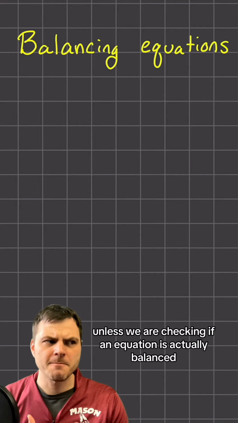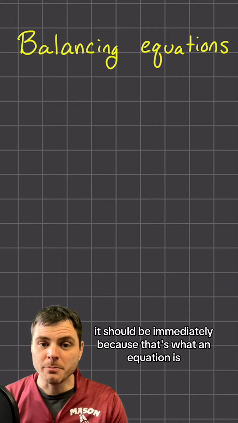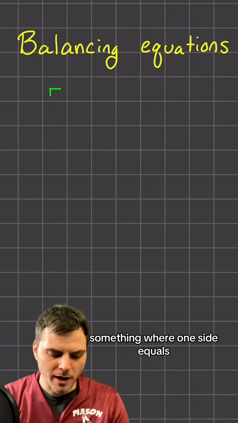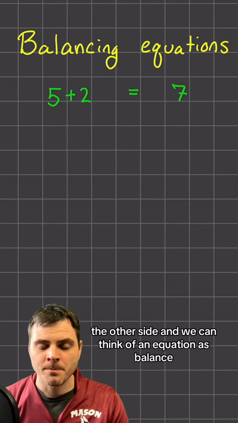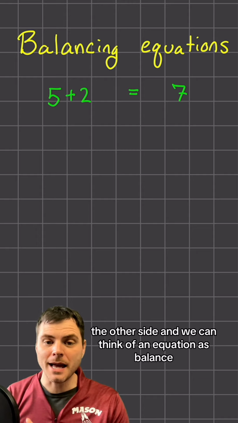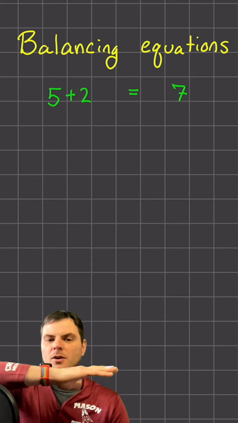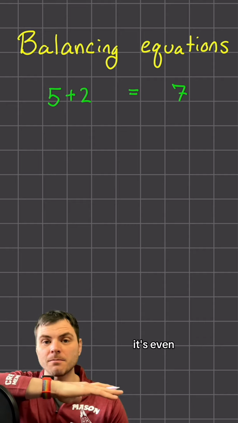Unless we are checking if an equation is actually balanced, it should be balanced immediately, because that's what an equation is: something where one side equals the other side. And we can think of an equation as balanced just like a scale, specifically a pan balance, works, where if we have the same weight on both sides, it's even.